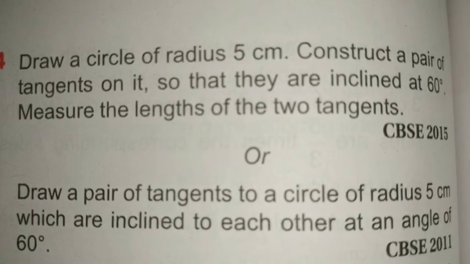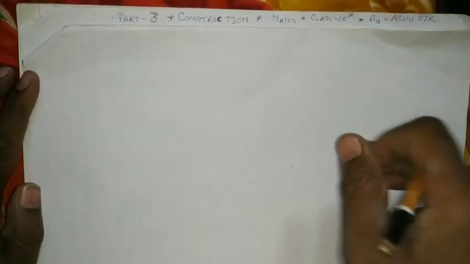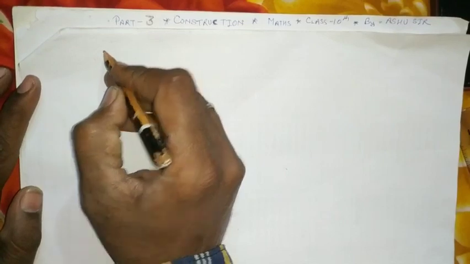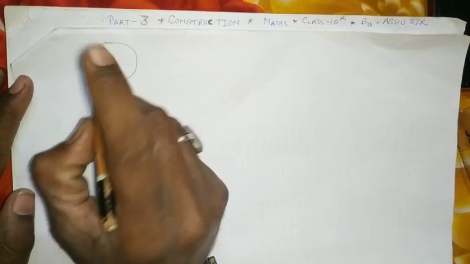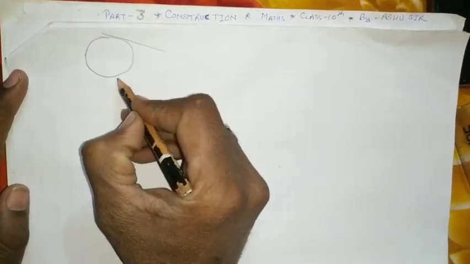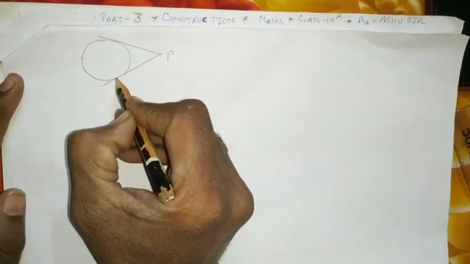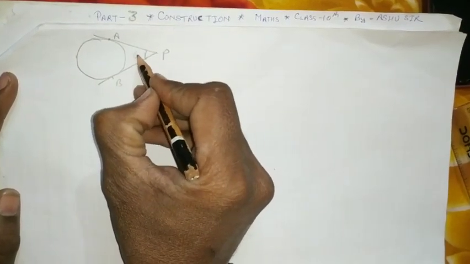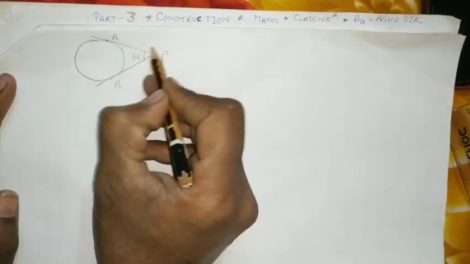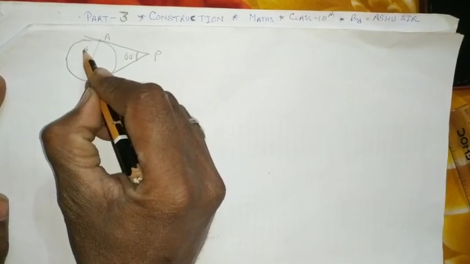Let's see, and be ready with me. You also construct it. So first we draw a rough sketch, and this question is also very important. First thing, this is O, and tangents of a circle from the external point P. What's given? The angle between the tangents, this 60 degree angle, is given. The angle between the tangents is inclined, and the radius is given, 5 centimeter.